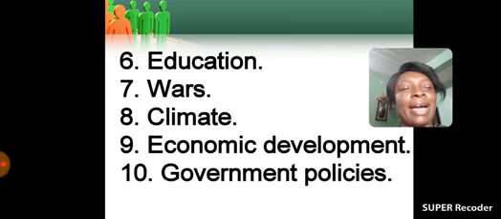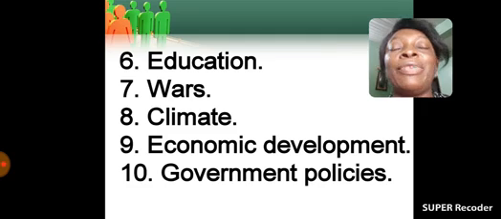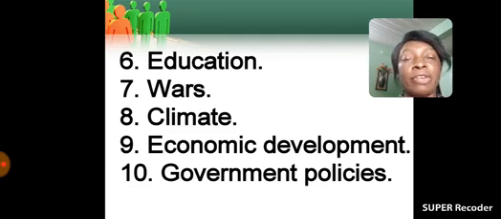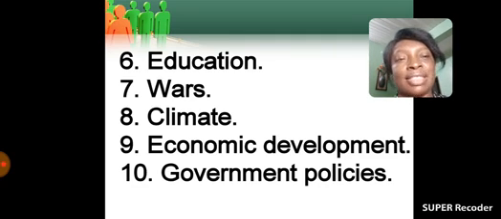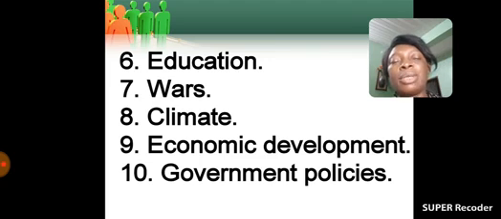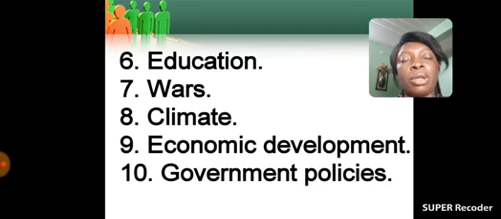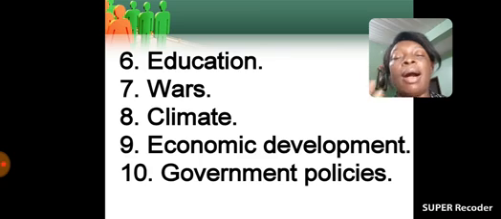Now, number 9, we have economic development. When a place is developed, people will come into that country or that place. If it is not, people will also move out. And number 10, we have government policies. If government policies are favorable, people want to live in such an environment. But if they are not favorable, people want to move out of that particular environment. And I'm sure you won't blame them for that.